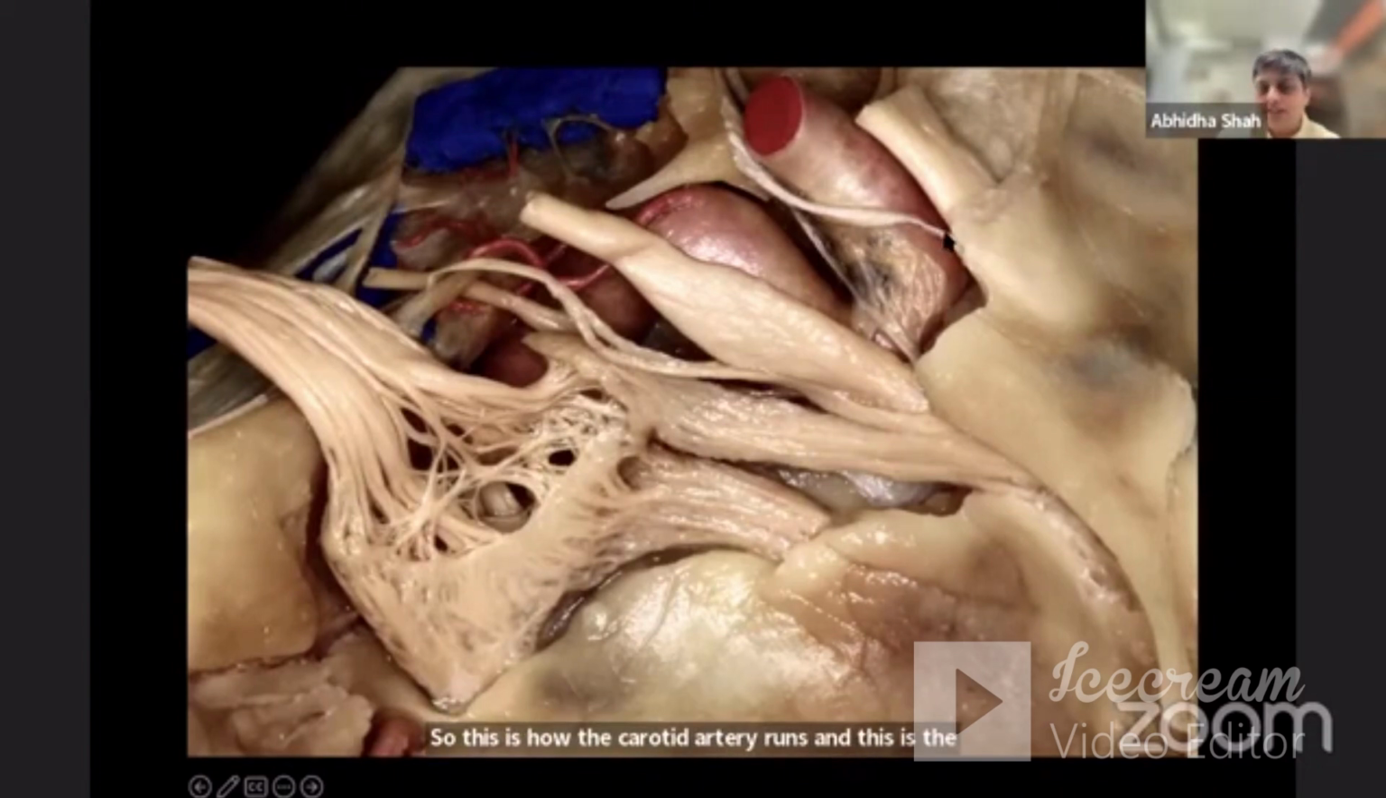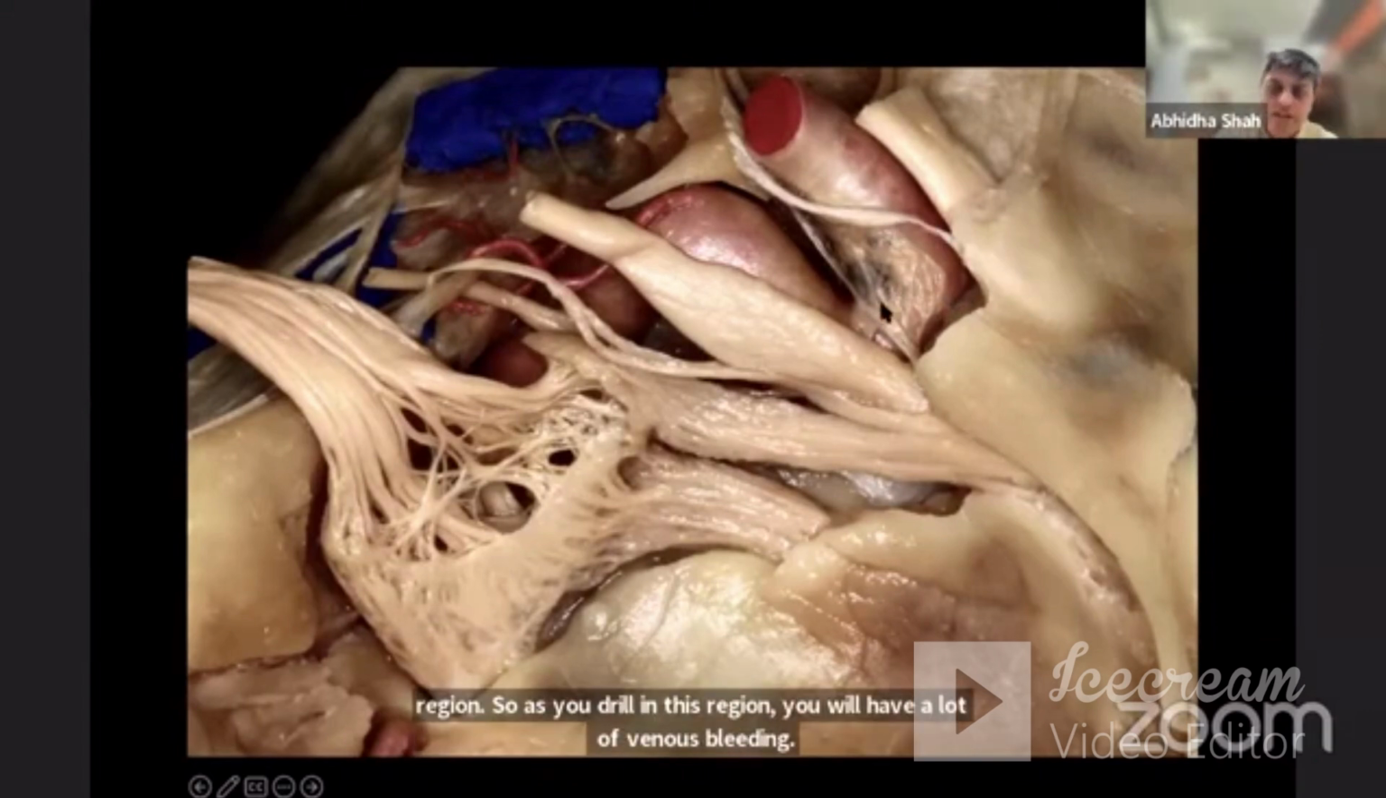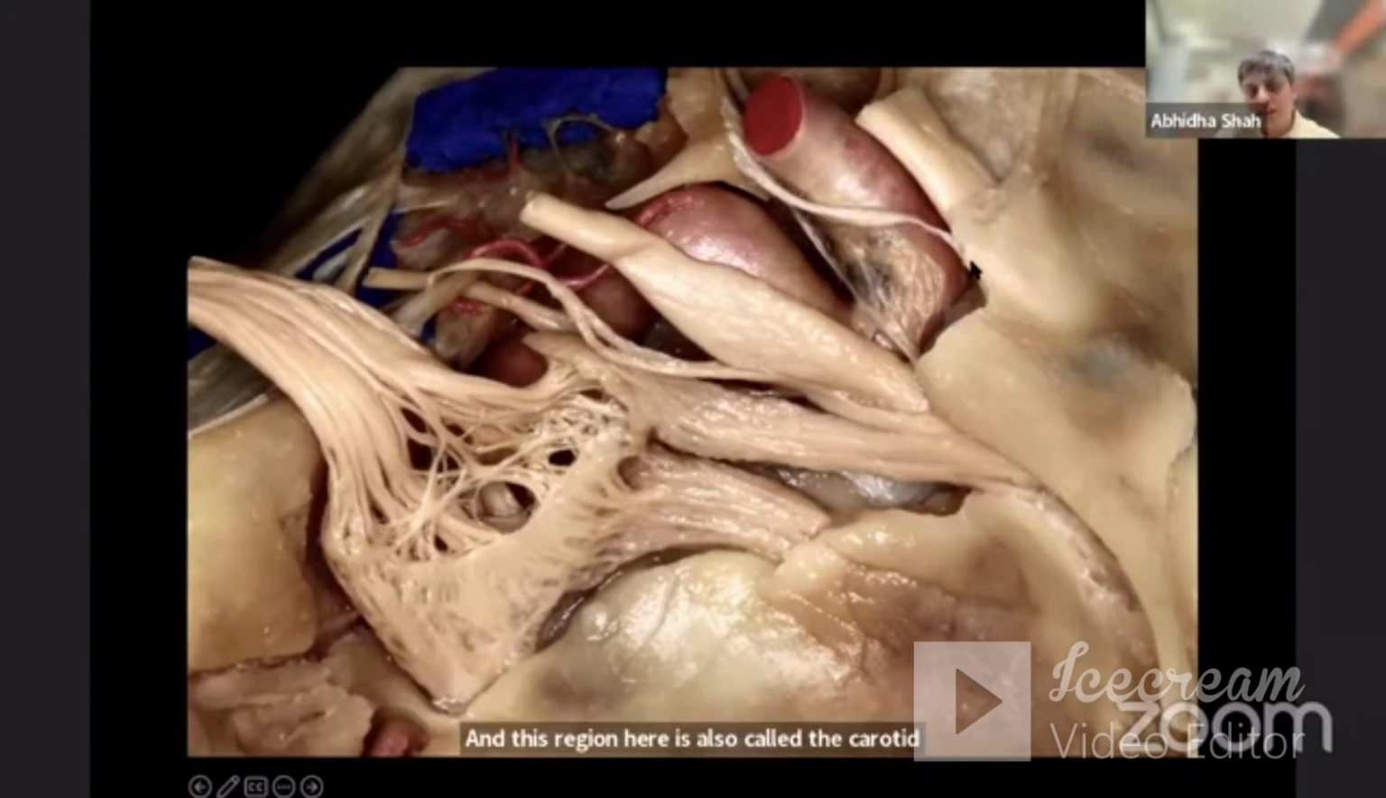Here you can see that this dural ring is closely adherent to the wall of the carotid artery, whereas this part is not very adherent, and sometimes there is venous plexus in this region. So as you drill in this region, you will have a lot of venous bleeding. And this region here is also called the carotid collar, which, if you drill the ACP and open this region, you will be entering to see the anterior genu of the carotid artery and the supraclinoid part of the carotid artery.